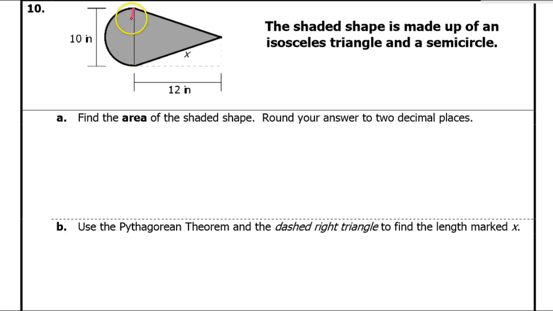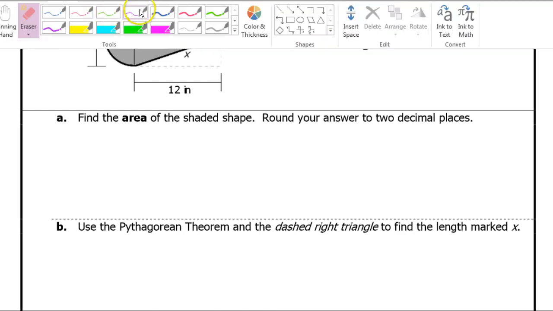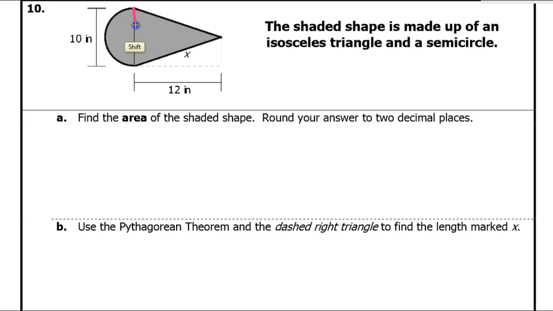So if I imagine a line, let me use my line tool. If I separate using this line right here, I have divided the overall shape into area 1 and area 2. Area 1 is half of a circle, and area 2 is a triangle. My strategy will be to find those two areas and then add them up.